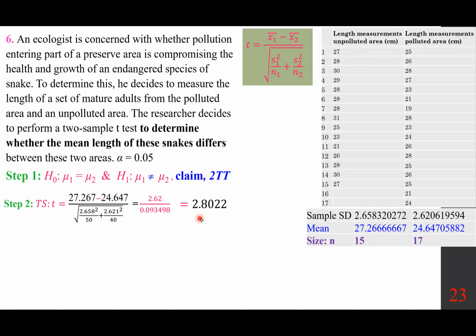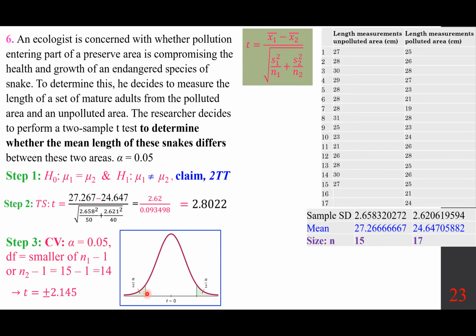Now, I want to show you again with technology and without that. So critical value is from the choice of alpha, 0.05. And degrees of freedom is the smaller of the two, 15 minus 1 and 17 minus 1, which results in 14, because of the limitation that we have with the calculation if you want to do it by hand. And from the table, t becomes plus minus 2.145. And let's do the drawing. This is plus minus 2.145. And the test statistic 2.8022 is even larger than 2.145. So it's way into the rejection region.